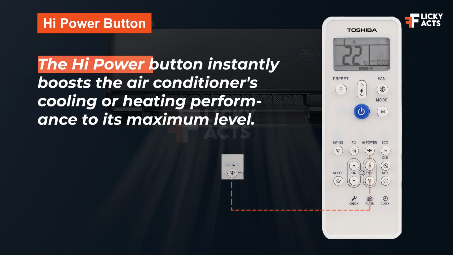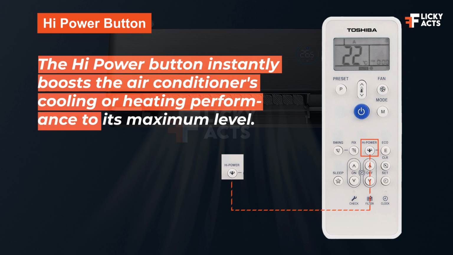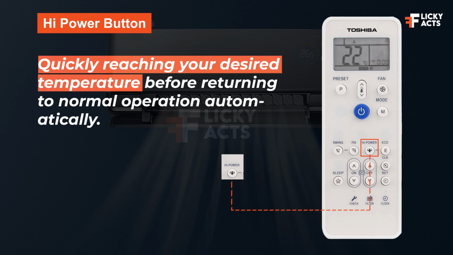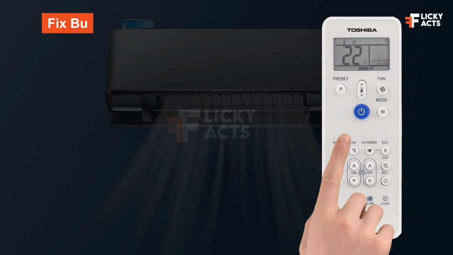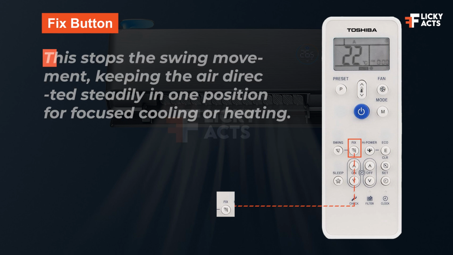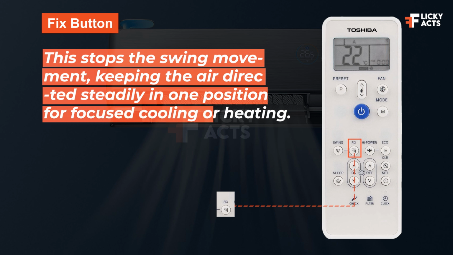The High Power button instantly boosts the air conditioner's cooling or heating performance to its maximum level, quickly reaching your desired temperature before returning to normal operation automatically. Press the Fix button to lock the airflow direction at your chosen angle. This stops the swing movement, keeping the air directed steadily in one position for focused cooling or heating.